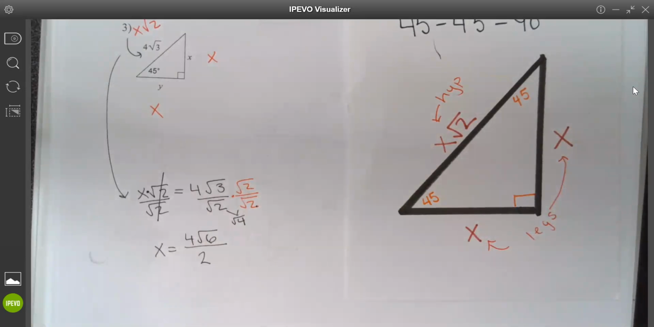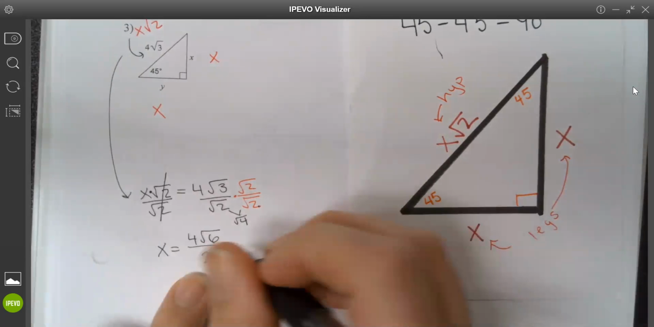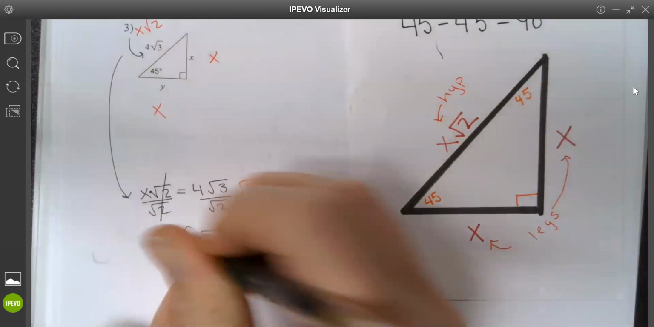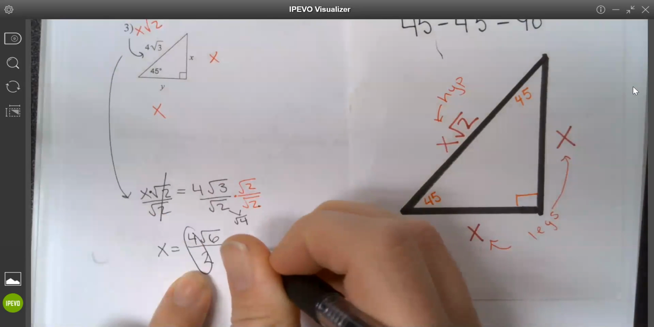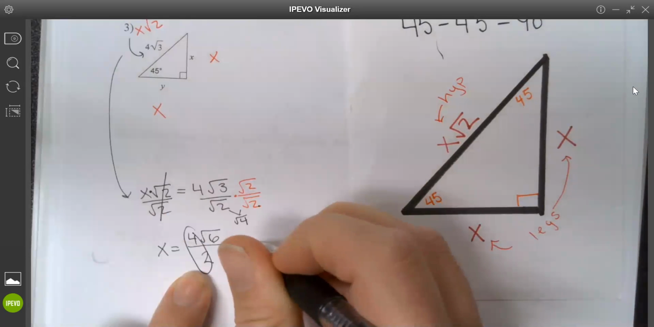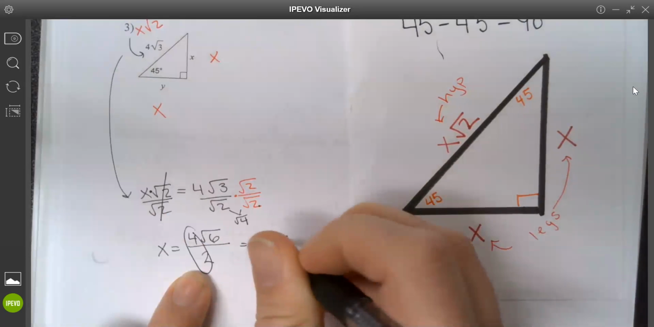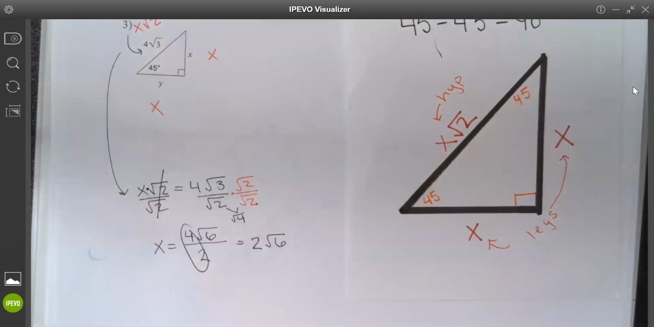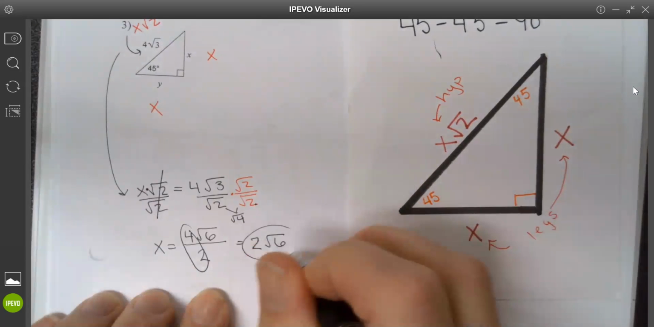And now I can reduce. Just like I can multiply numbers that are both out, I can reduce numbers that are both outside of radicals, or I could reduce numbers that are both inside if that was a possibility. But I can reduce this 4 over 2 to just be 2. And so then I have 2 rad 6. So x equals 2 rad 6.